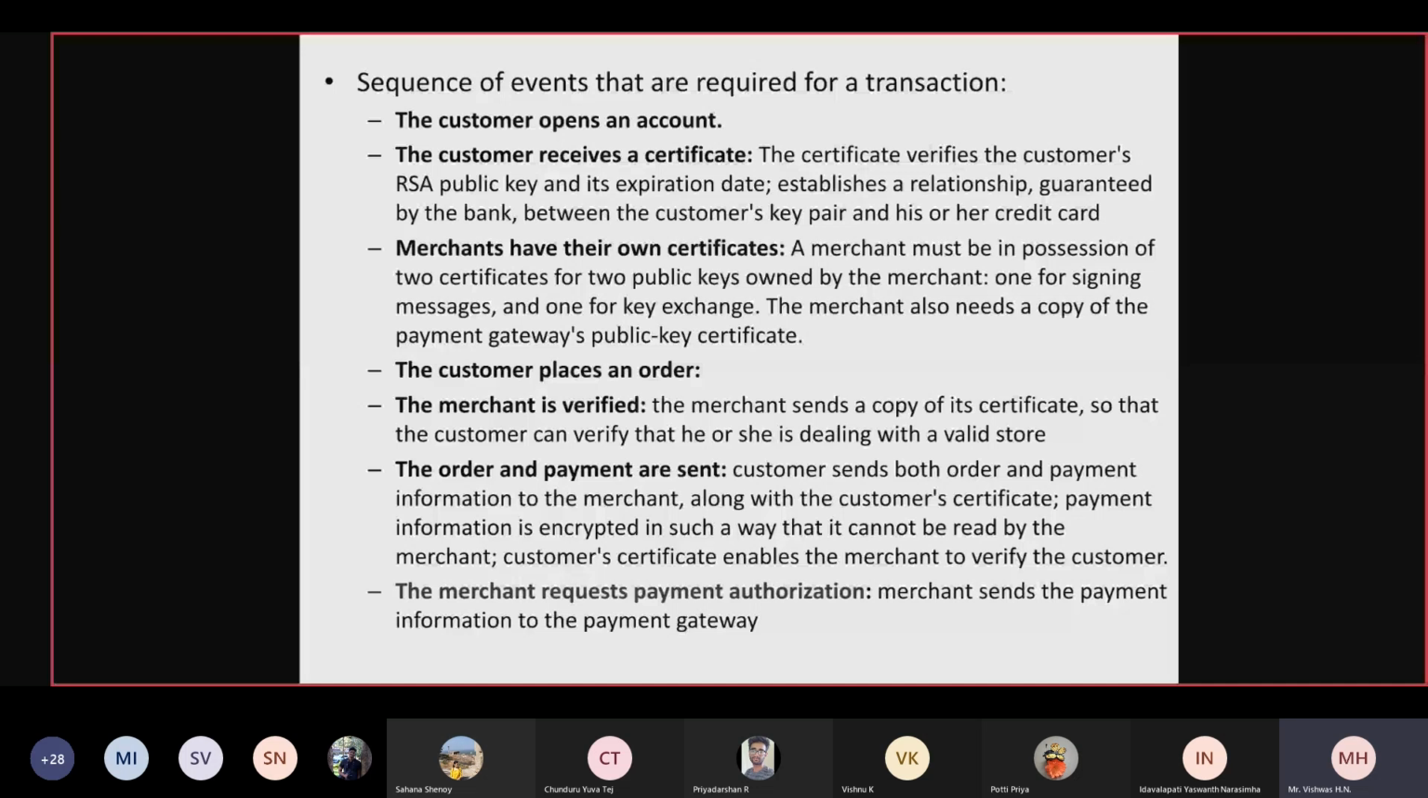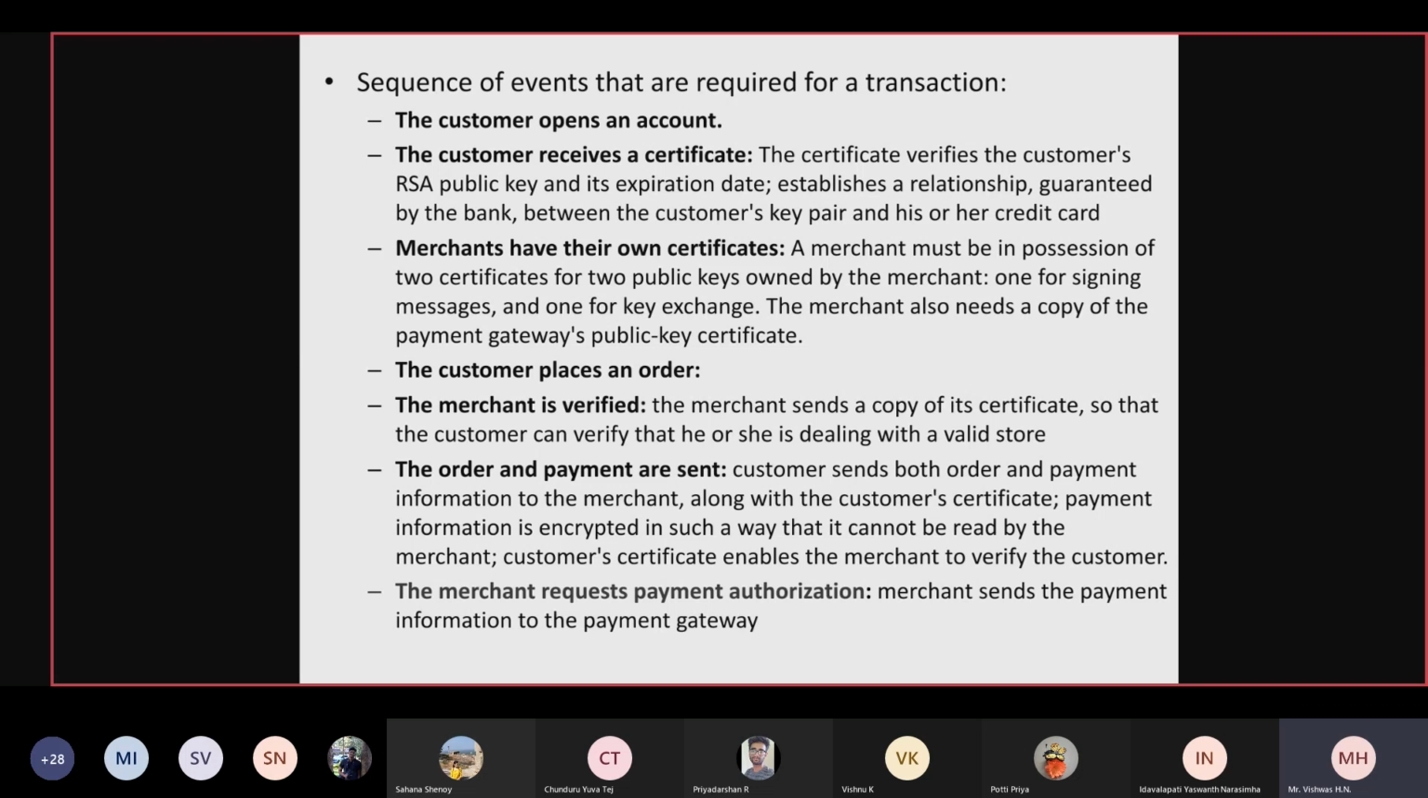So what happens when you place an order? The customer places an order. The merchant is verified. The merchant sends a copy of its certificate so that the customer can verify that he or she is dealing with a valid store. So again, whoever has a certificate, those certified merchants only will be visible to you on any kind of website. Is that clear, students? So basically it's happening in the backend, the merchant verification.